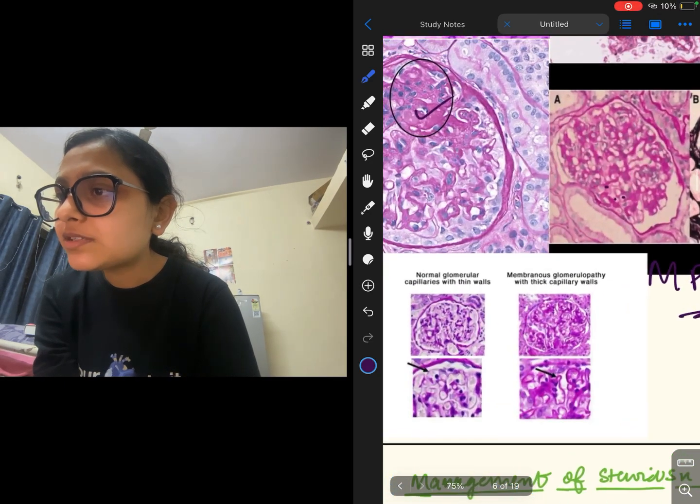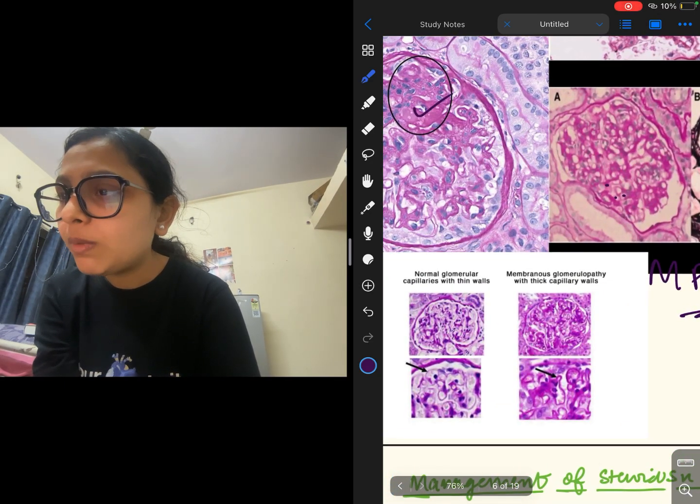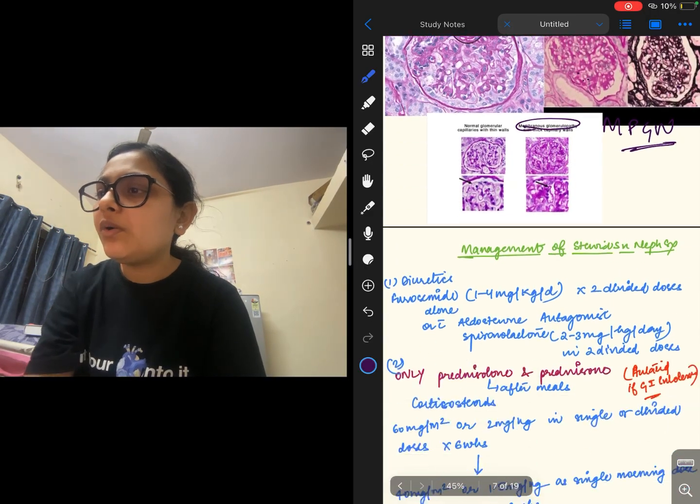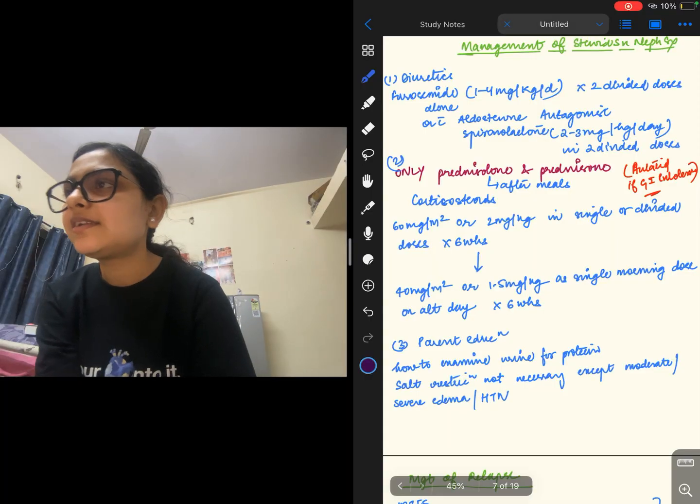And here you can see membranous glomerulopathy with a thick wall. See, this is the normal one, thin. This is the thick wall. This is membranous glomerulopathy. Okay, then next comes management of steroid sensitive nephrotic syndrome.